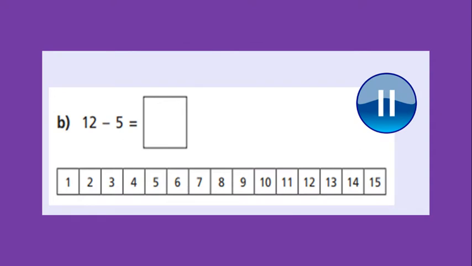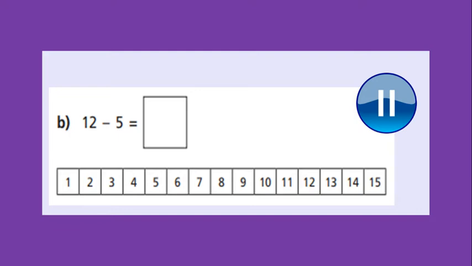Okay, this time we've done some practicing, we've done some supporting. It's now time for you to show me that you have been listening. So, no jumps back have been done for you this time. You need to figure out that. The number sentence says, 12 take away 5 equals what?